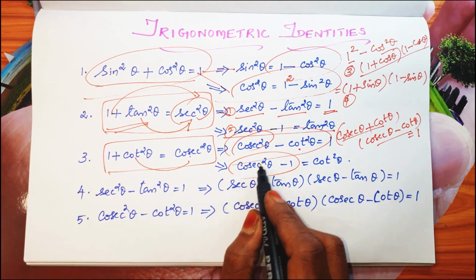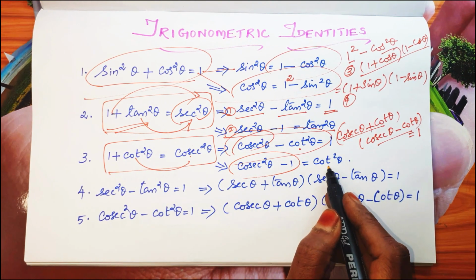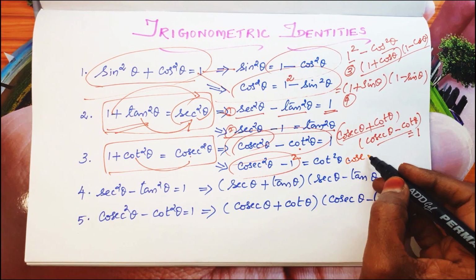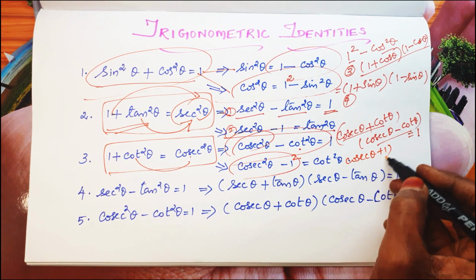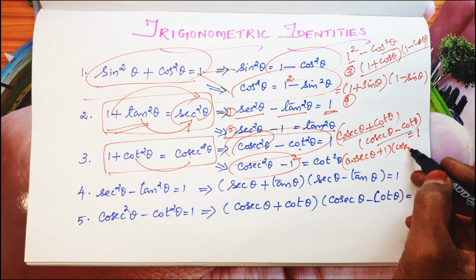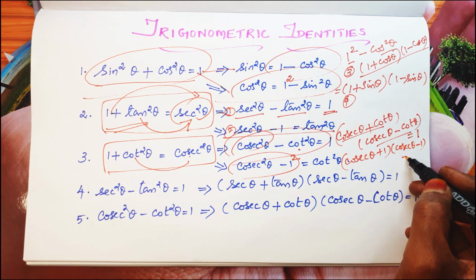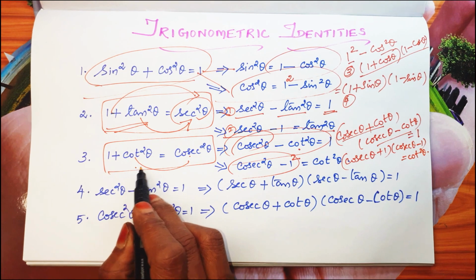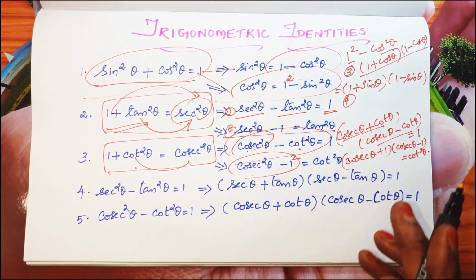This is cosecant squared minus 1 equal to cot squared. 1 can be written as 1 squared. Therefore, it can be written as cosecant theta plus 1 into cosecant theta minus 1 equal to cot square theta. So, from this we got 1, 2, 3, 4 relations.